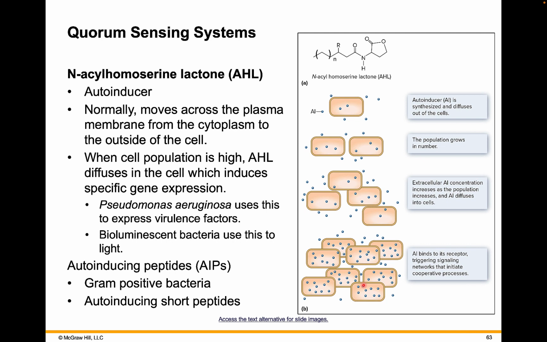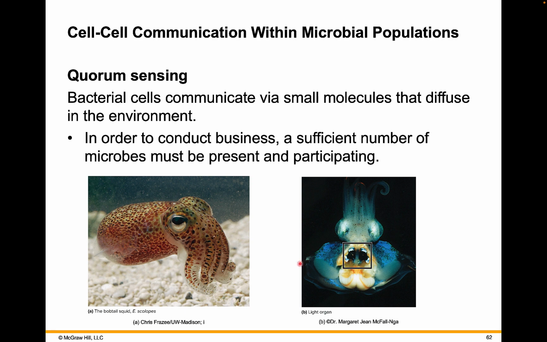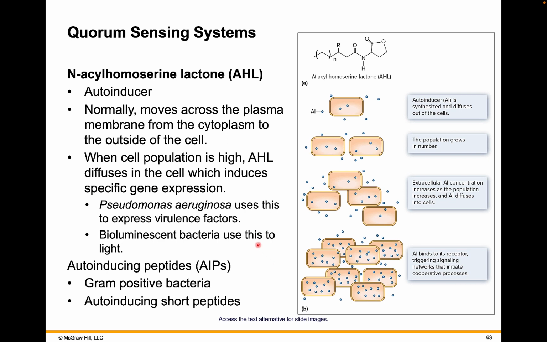On the other hand, for example, Pseudomonas aeruginosa, as we said, or for example Enterococcus faecalis, use quorum sensing to express virulence factors. The bioluminescent bacterium Vibrio fischeri, which is right here, uses this homoserine lactone in its light organs to produce bioluminescence.